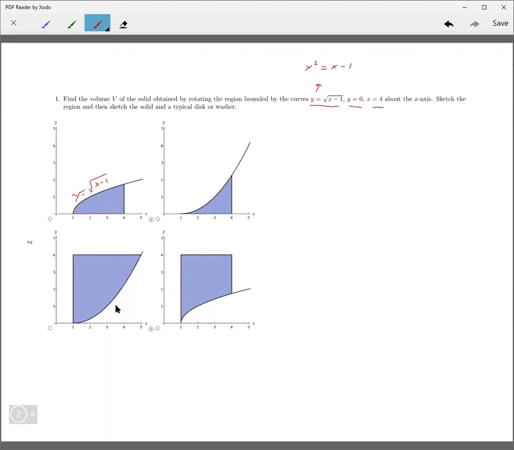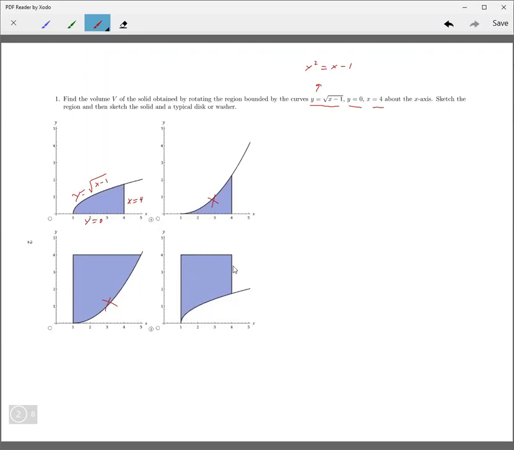It's also this right here. These ones are out because they're neither of those. These are parabolas that would be like y equals x squared or x minus 1 squared or something like that. So that's the first one, and y equals 0 is the bottom curve, and x equals 4 is this over here. So these are the three boundaries of the region.